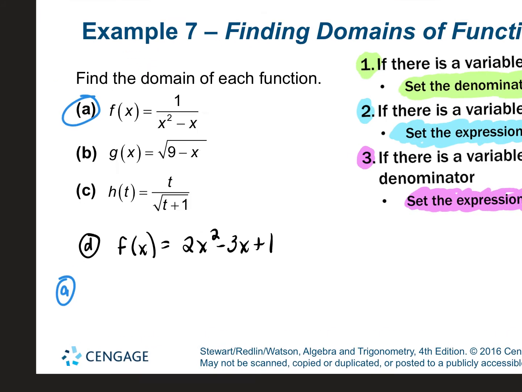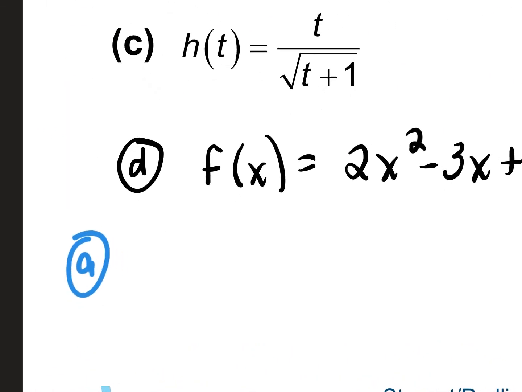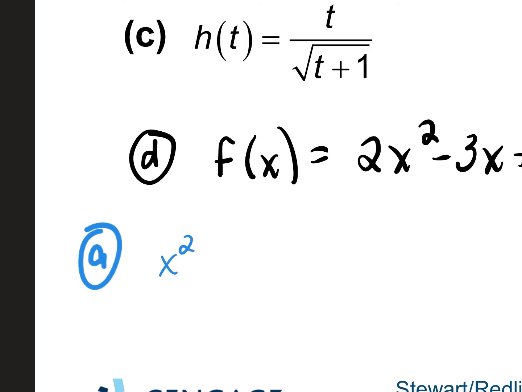A, f of x equals 1 over x squared minus x. Look at rule number 1. If there's a variable in the denominator, are we breaking that rule? Yes. Where are the variables here? They're in the denominator. So what does it tell me to do? If the case arises where there's variables in the denominator, what do we do? Set the denominator not equal to 0. So you literally write x squared minus x cannot be 0.